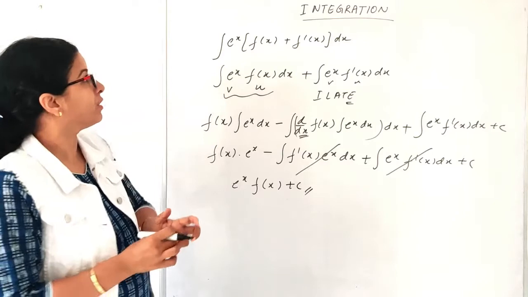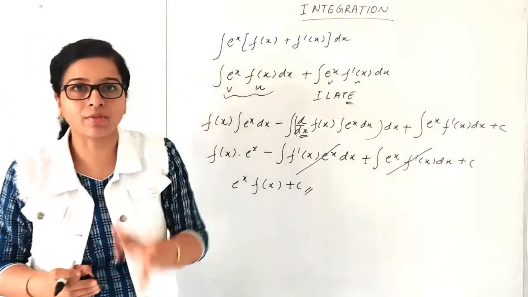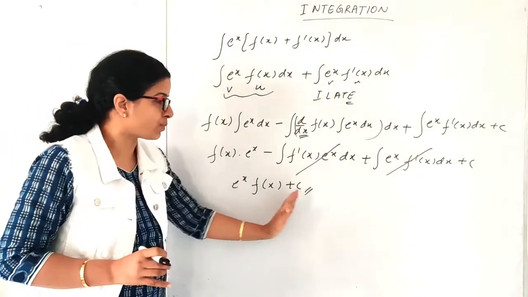So if with the exponential you have two functions in which one is the derivative of the other, directly the integration will be e to the power x f(x) plus c.